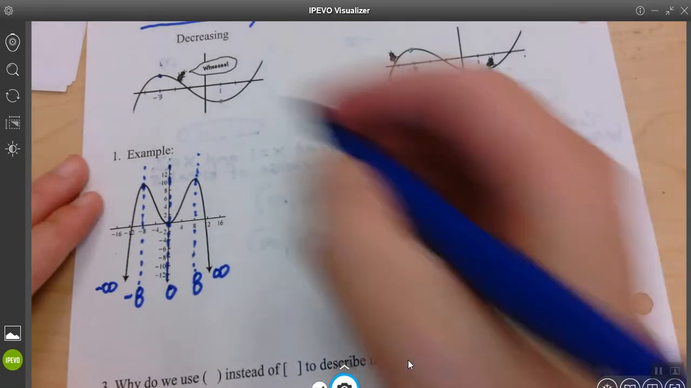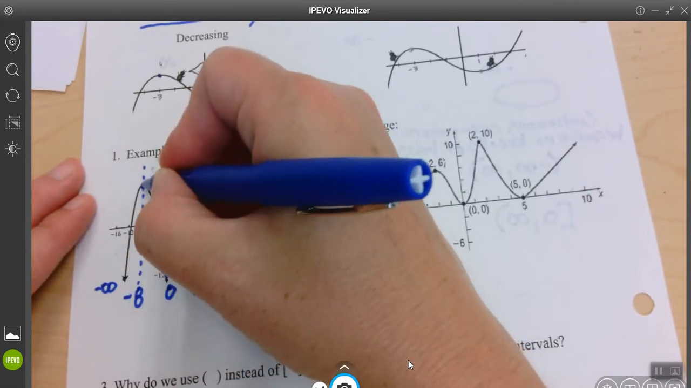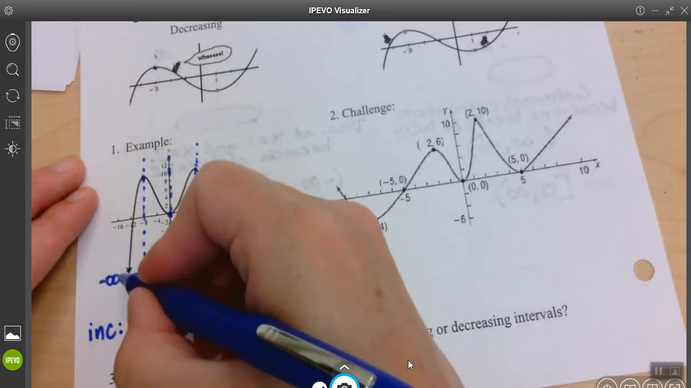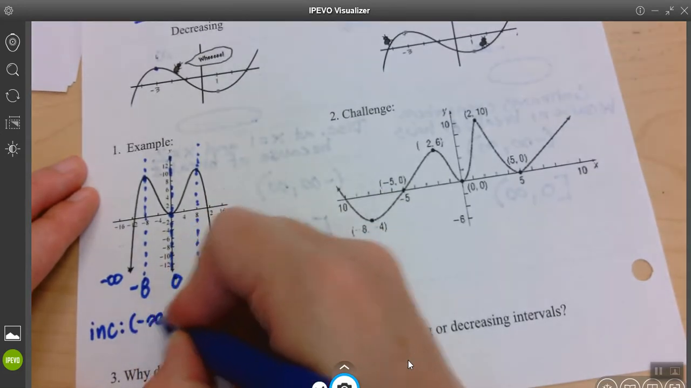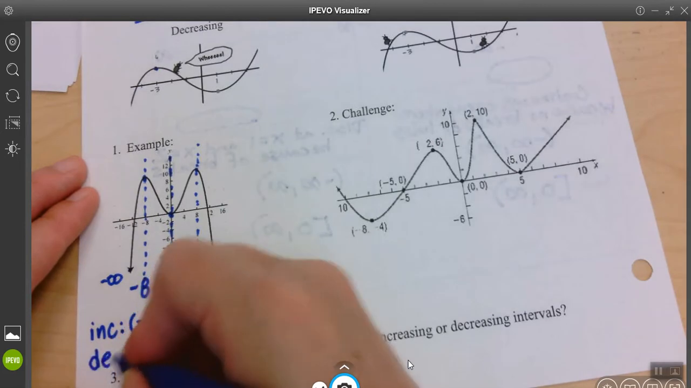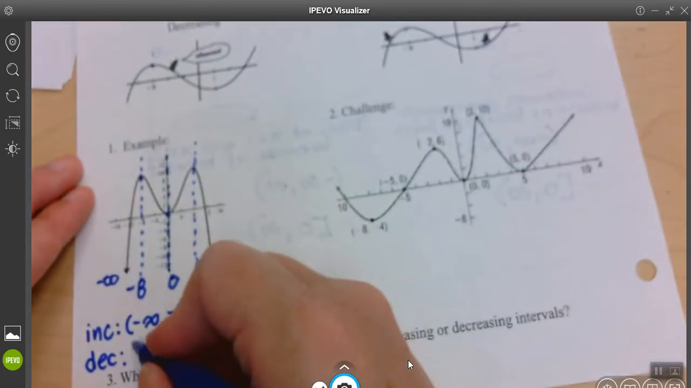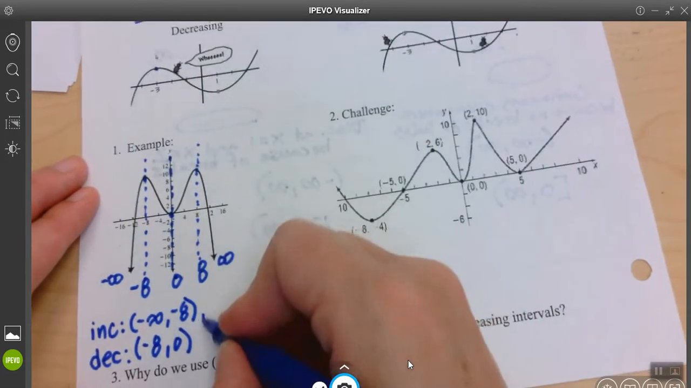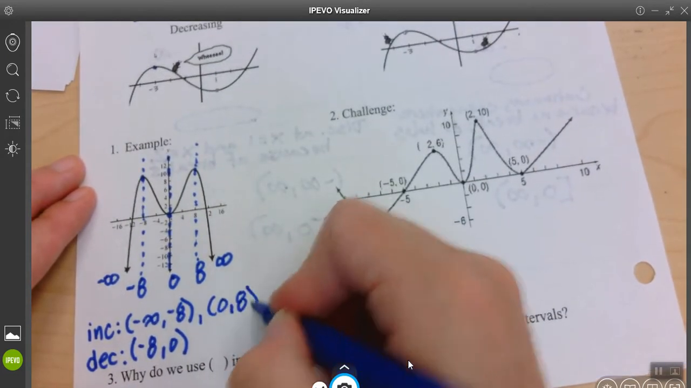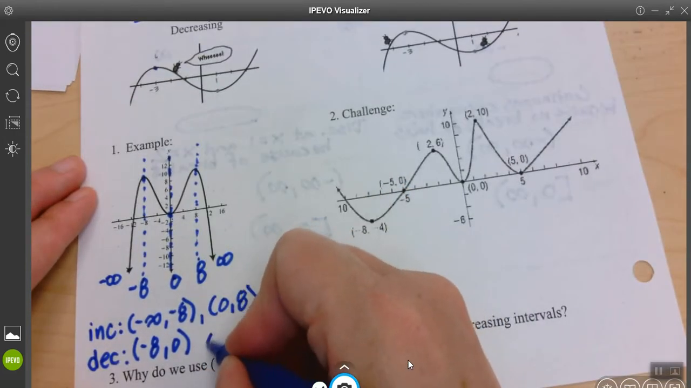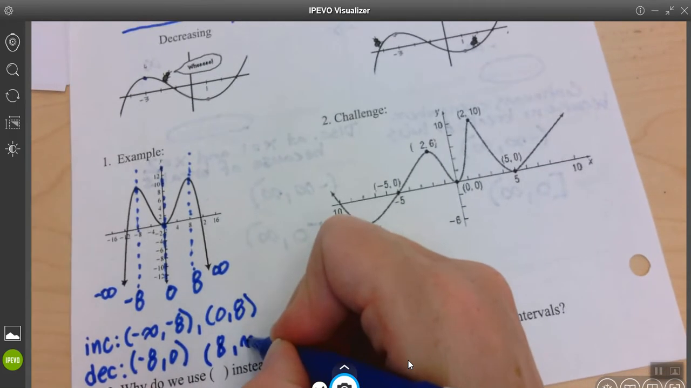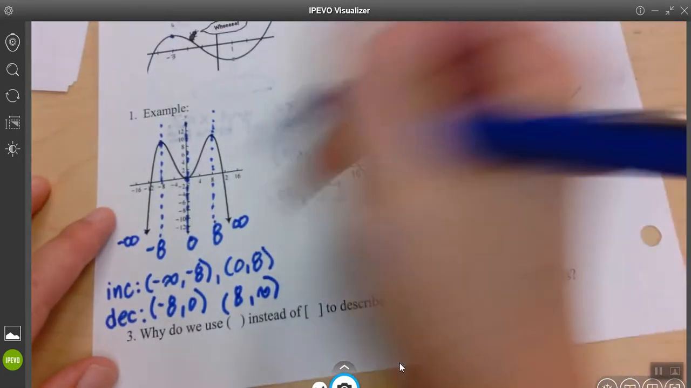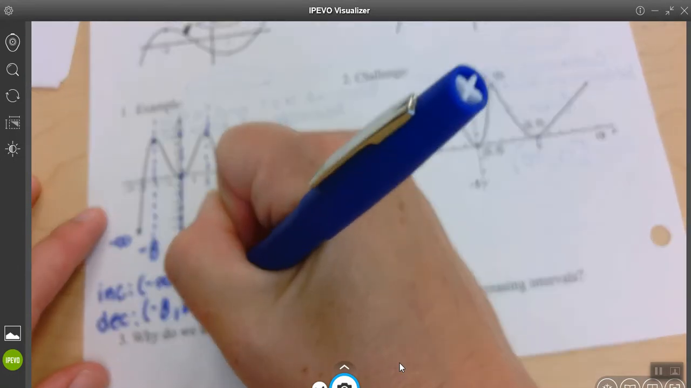All right, so now you can see Pierre the ant starts over here. He's first increasing, decreasing, increasing, and decreasing. So he is increasing from -infinity to -8. Then he's decreasing from -8 to 0. Then he's increasing again, 0 to 8. And then he's decreasing from 8 to infinity. And then you'll usually see, when you have two intervals, a U in between them instead of a comma, like this.